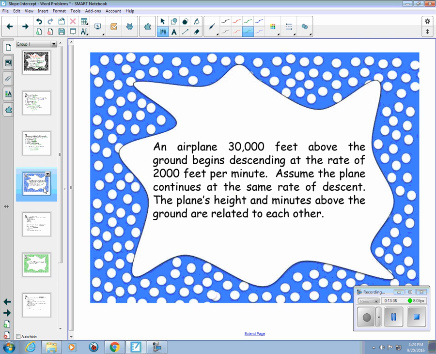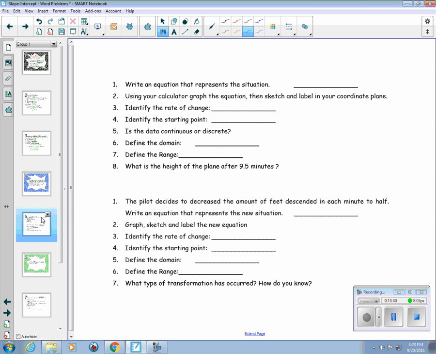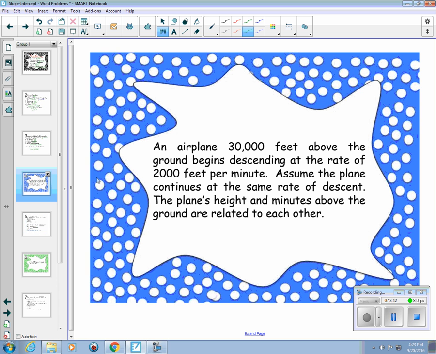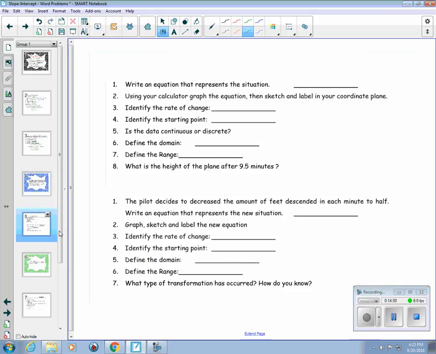All right, if I'm not mistaken, you probably will not have the space to do this one. Maybe yet, maybe, I don't know. All right. An airplane 300,000 feet above the ground begins descending at a rate of 2,000 feet per minute. Assume the plane continues at the same rate of descent. The plane's height and minutes above the ground are related to each other. So this is a function. That's what it means. All right, so let's write down an equation. You have the function, you have the situation right in front of you. So what does it say? What's my equation?